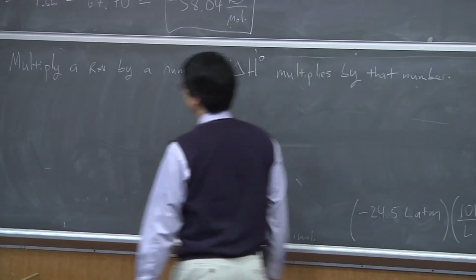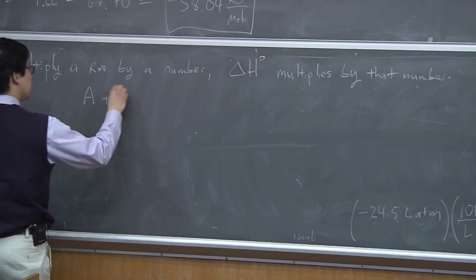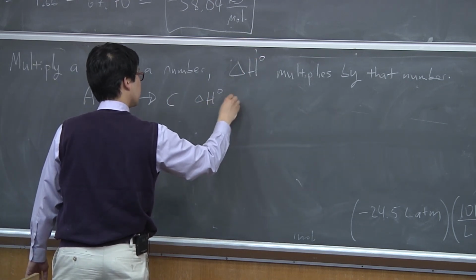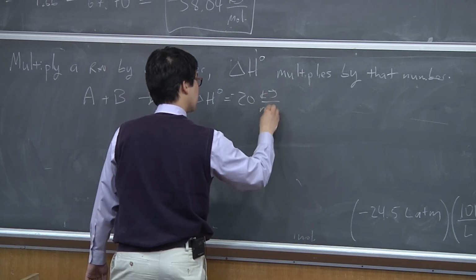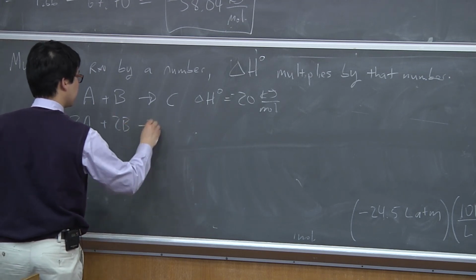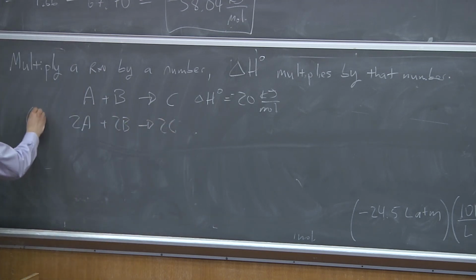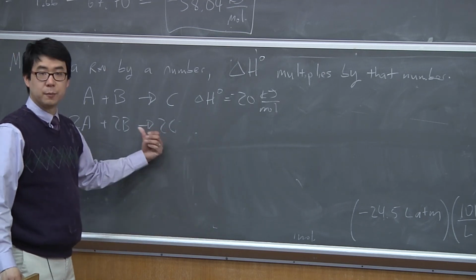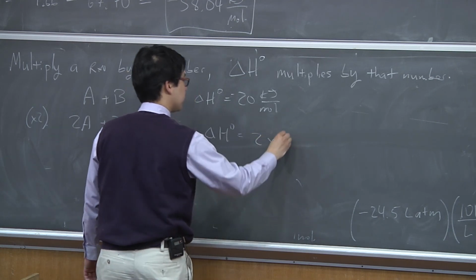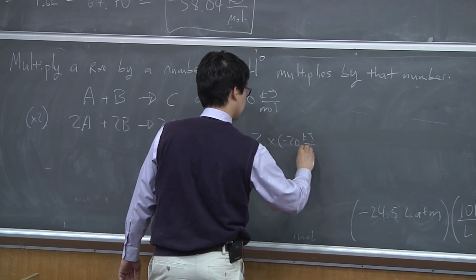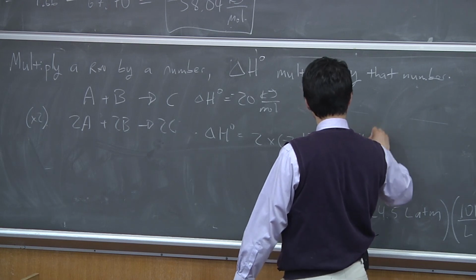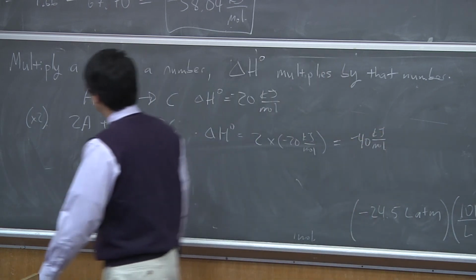So if I get A plus B gives me C, and the delta H here is negative 20, then 2A plus 2B gives me 2C. I multiplied the whole thing by 2. What's the delta H of that going to be? 2 times negative 20, which is going to be negative 40.